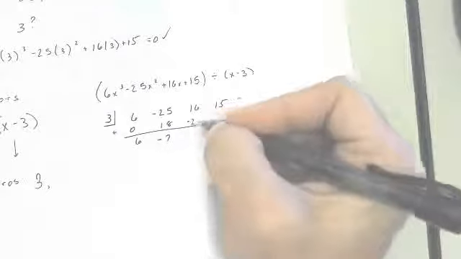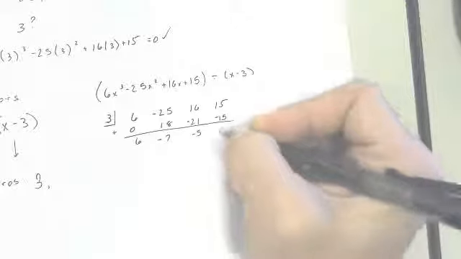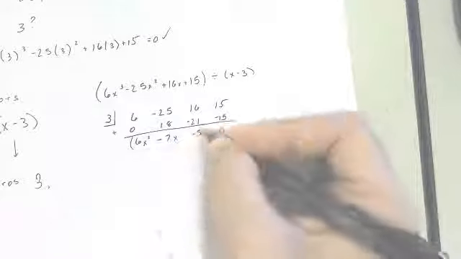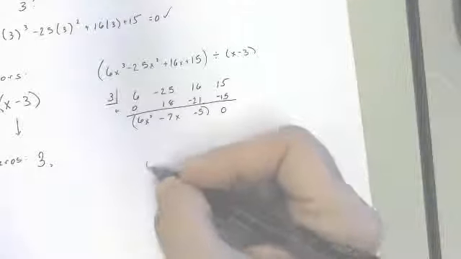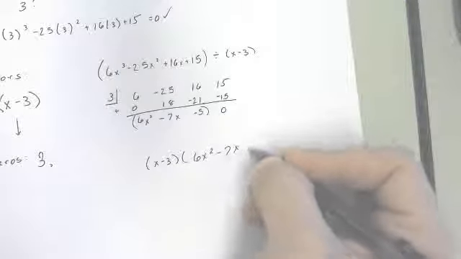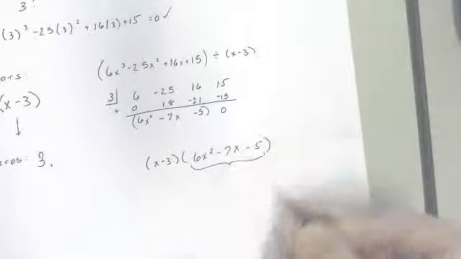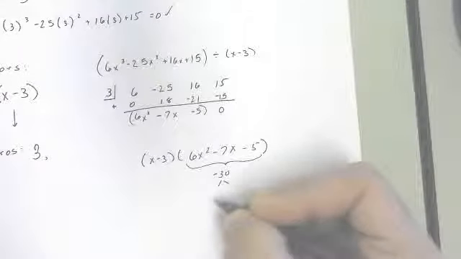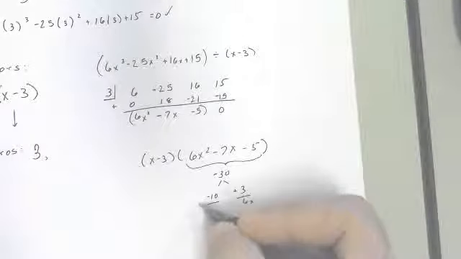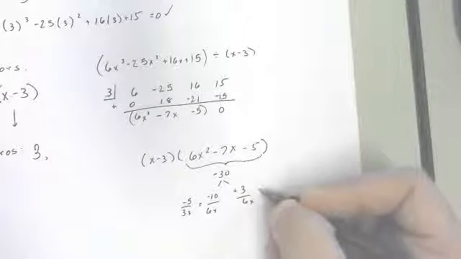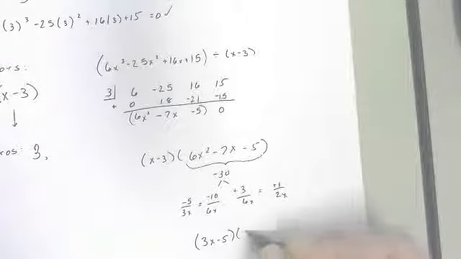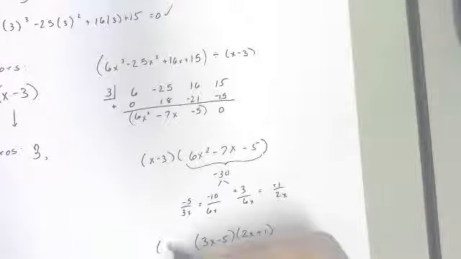So I'm just going to continue to follow through. So there I go. I got my remainder of 0. So this is 6x squared minus 7x minus 5. So I can rewrite this expression as x minus 3 times 6x squared minus 7x minus 5. And now I'm going to try to factor this inside part. Billy's method: negative 30, negative 10 and positive 3. Divide them both by 6x. Negative 5 over 3x. Positive 1 over 2x. So I end up with 3x minus 5, 2x plus 1, and my third factor is x minus 3.